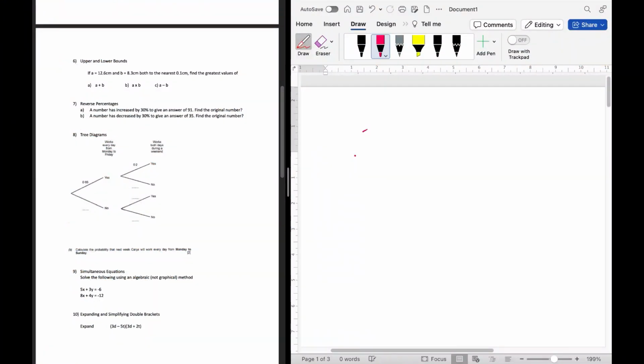Okay, on to the second page, number 6, upper and lower bounds. So we're told that both our values here are to the nearest 0.1. So we have an upper bound for A of 12.6 add 0.05, so 12.65, and a lower bound of 12.55, and then for B, we have an upper bound of 8.35 and a lower bound of 8.25. Upper and lower bounds are the maximum and minimum the number can be so that it would round to 12.6 or 8.3.